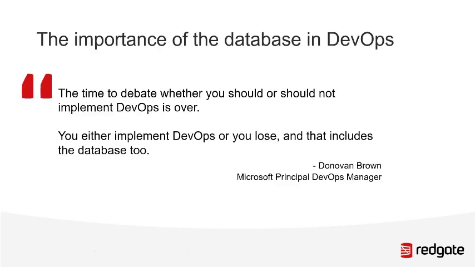So Donovan Brown is the principal DevOps manager for Microsoft, and he's really considered one of the premier experts in DevOps probably throughout the world. He says that the time to debate whether you should or should not implement DevOps is over. You either implement DevOps or you lose. Other companies are innovating, and if you're not innovating as fast as they are, you're going to lose customers. He also says you've got to implement DevOps, and that includes the database too.